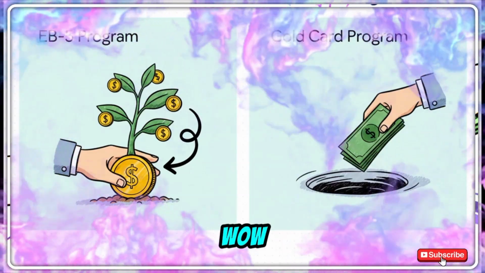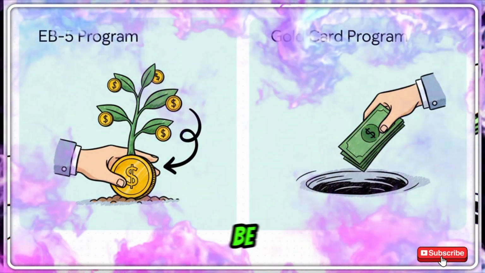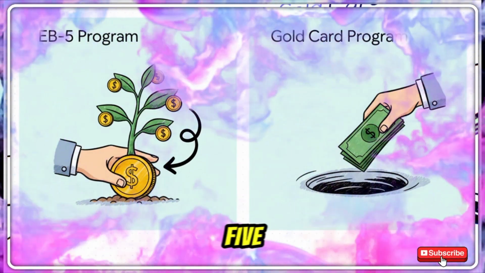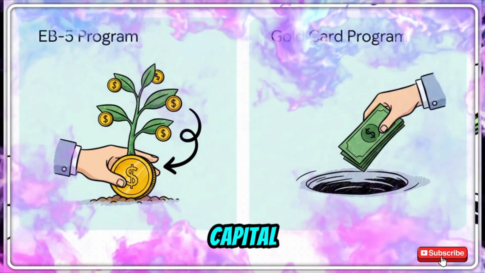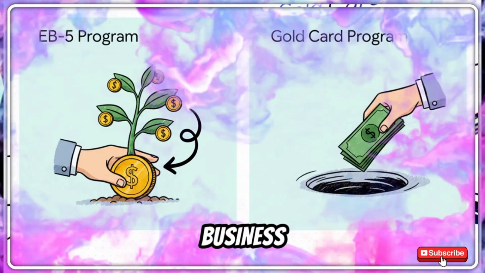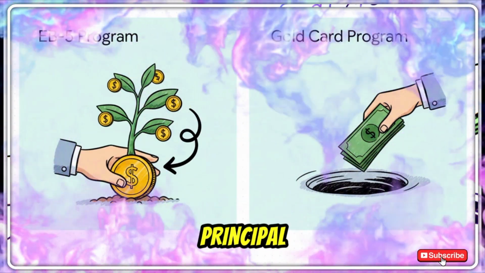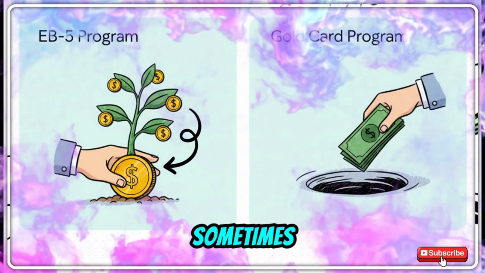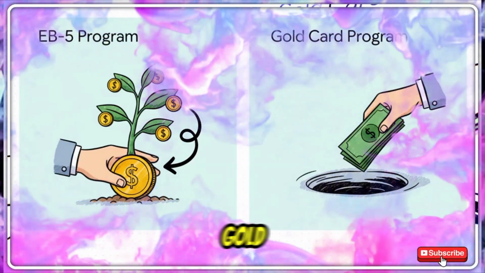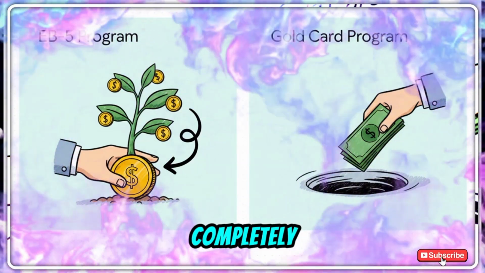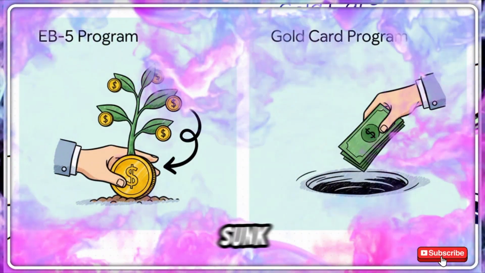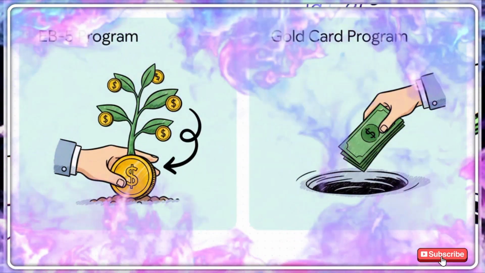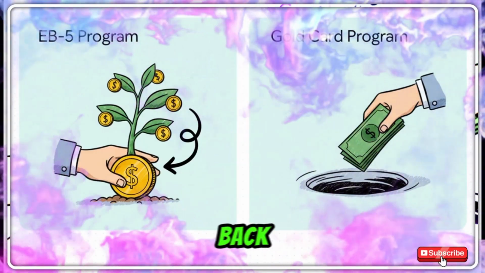And wow, the contrast here could not be more stark. With the EB-5 program, your money is treated as true investment capital. It goes into a U.S. business, and there's a real potential for that principal to be returned to you, sometimes even with a profit. The gold card, on the other hand, is a completely different animal. It's a non-refundable payment. It's a sunk cost, period. You are not getting that principal back.